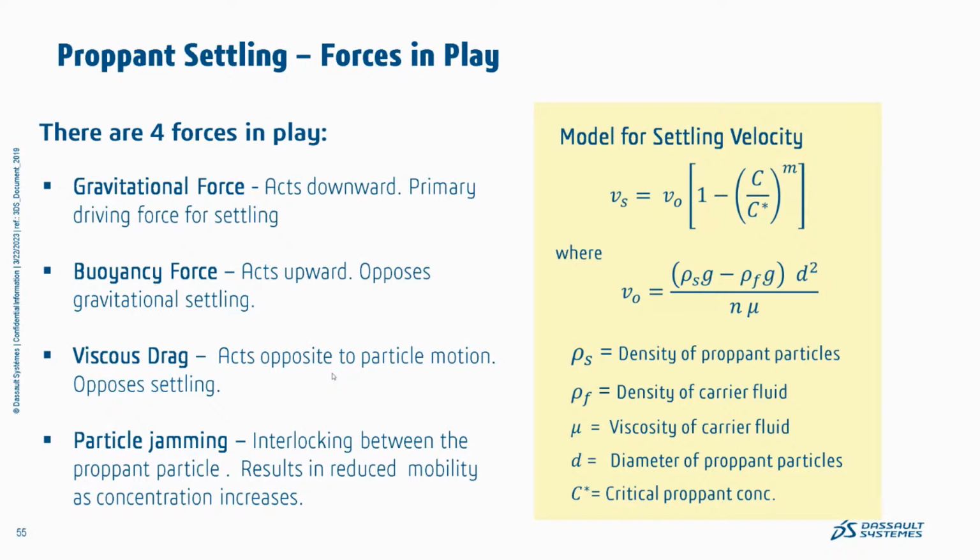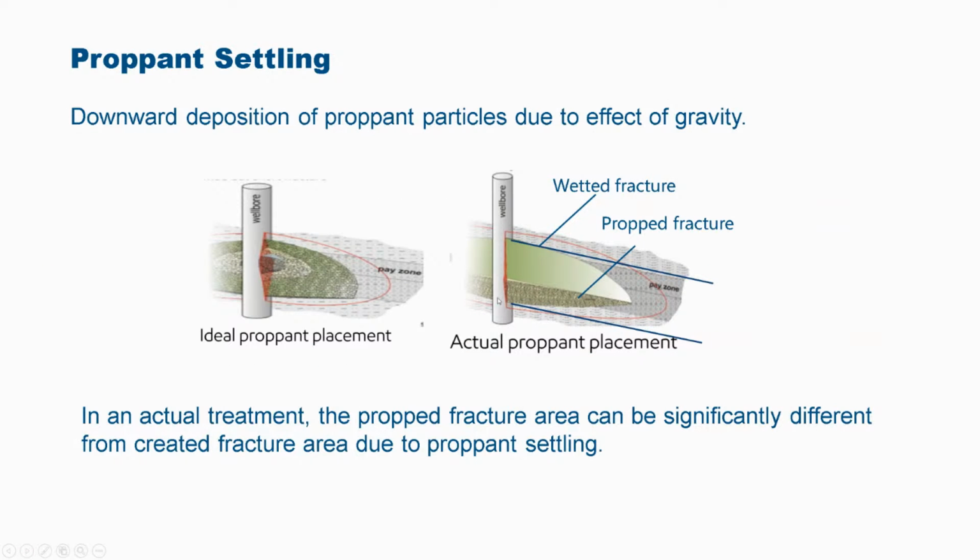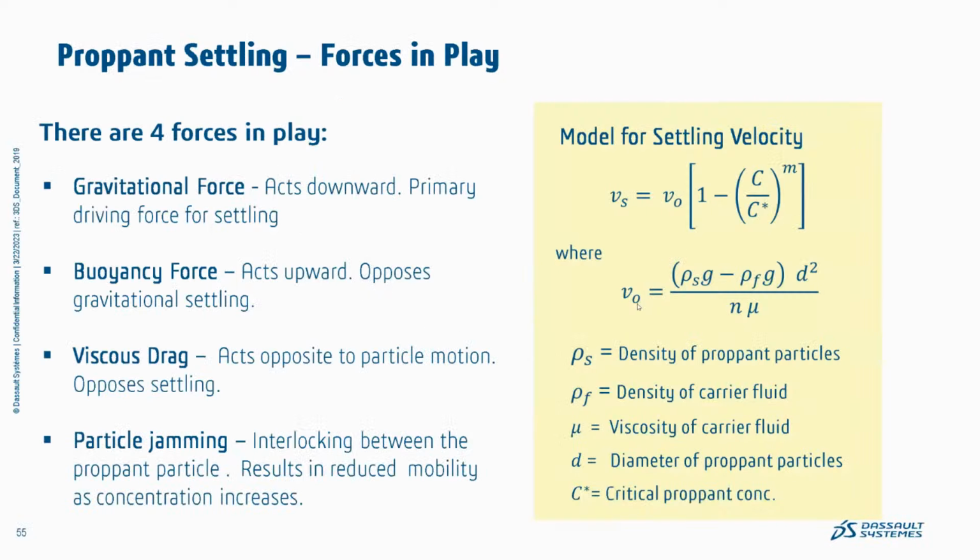Now, as this proppant goes inside the fracture, it can settle due to the effect of gravity, meaning that, and I'll go back to the previous slide, the proppant doesn't completely occupy the created fracture, but only occupies a portion of the created fracture because of the gravitational settling. Now, the settling is caused by an interplay of four different forces.